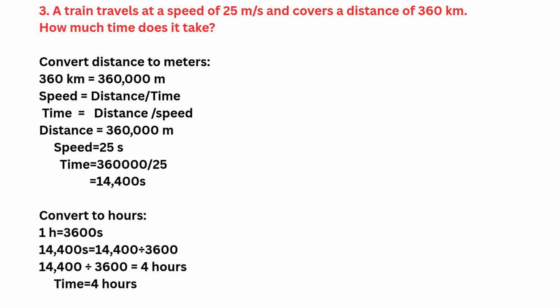Now we want to convert into hours. 1 hour is equal to 3600 seconds. That is 14,400 seconds is equal to 14,400 divided by 3,600, that is 4 hours. Time is equal to 4 hours.